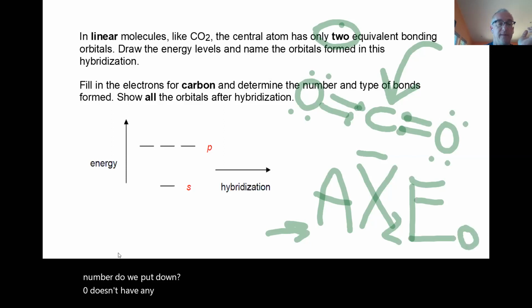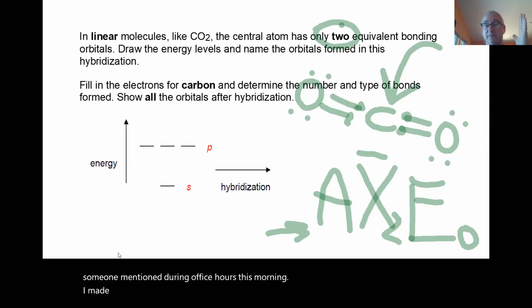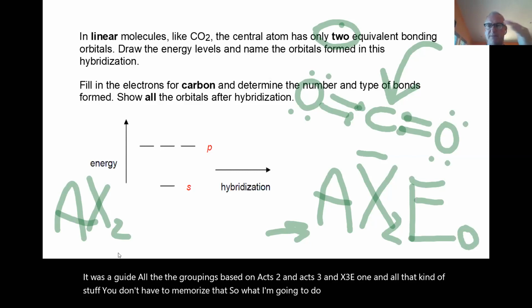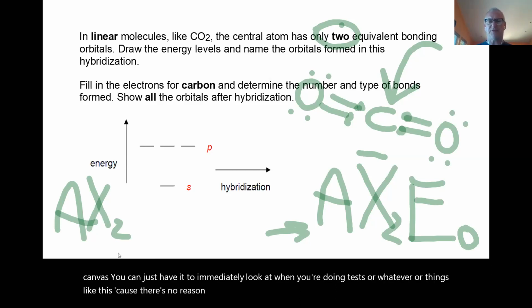And so if you remember, and you can look this up, I'm going to post this. Someone mentioned it during office hours this morning. Remember, in the slides for chapter 5, I made a guide to all the groupings based on AX2 and AX3 and AX3E1 and all that kind of stuff. You don't have to memorize that. So I'm just going to post that on Canvas. You can have it to look at when you're doing tests or whatever, because there's no reason to remember all those shapes.